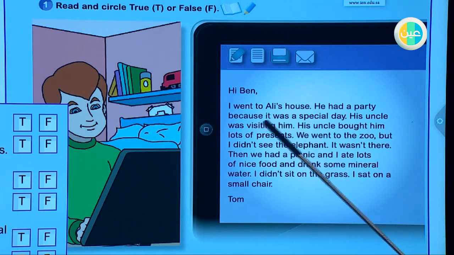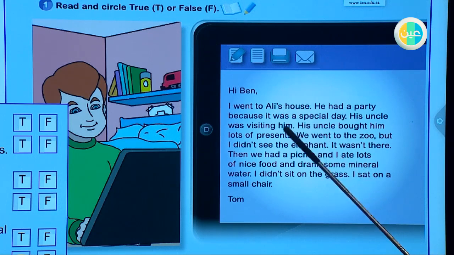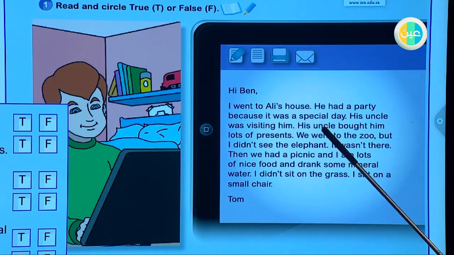It was, because it was a special day. Who had a party? Ali had a party. Okay, why? Because it was a special day. Do you remember what we said about a special day? A day that something very good happened to you. So it is a special day to you.